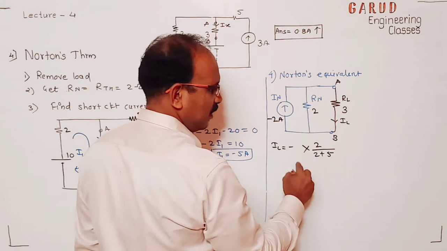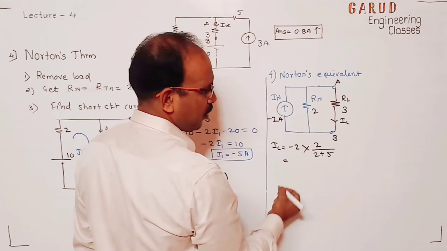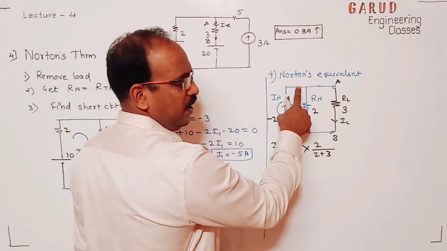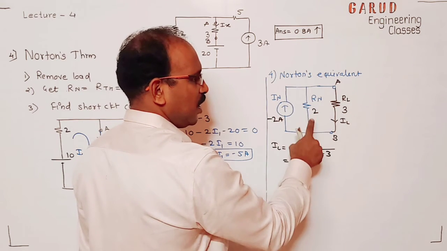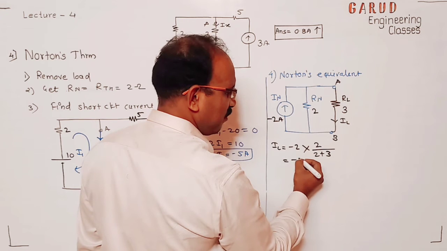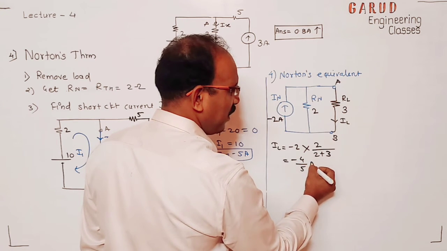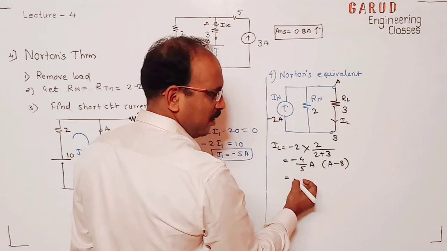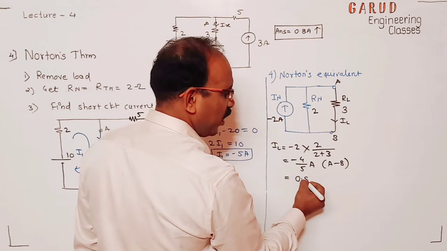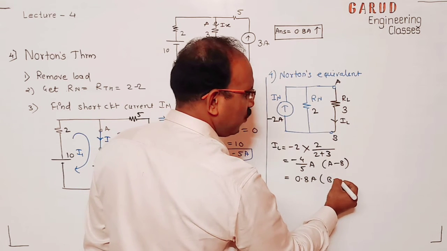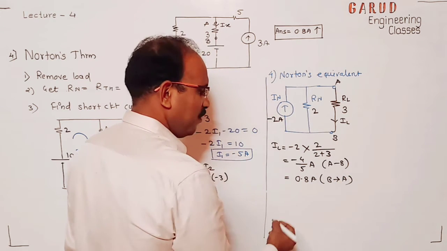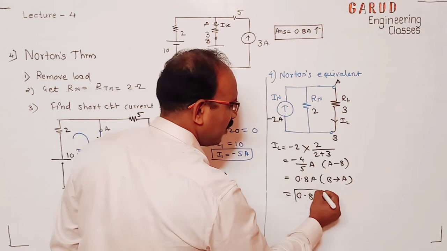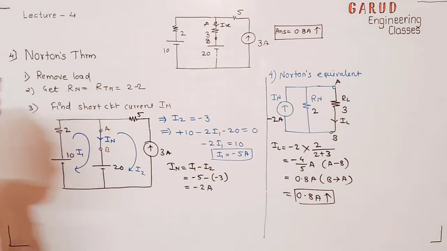So what will this be? This is 2 plus 3. Incoming current into the opposite branch upon this plus this. So this is minus 4 by 5 amperes from A to B. From A to B this is minus 0.8, which means plus 0.8 amperes from B to A. Alright? It means 0.8 amperes in the upward direction. This was the expected answer.